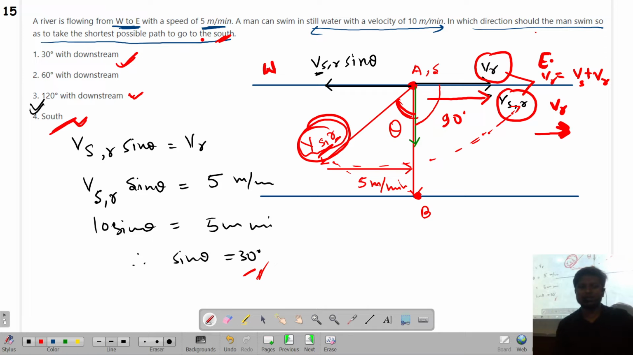Here we are getting 30 degree or not. So people will leave it over here only, and therefore they will click option 1. So which option is correct? Option 3 is correct. Can I move to next question?